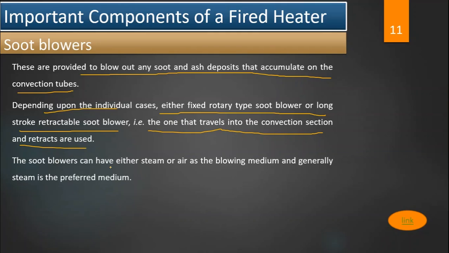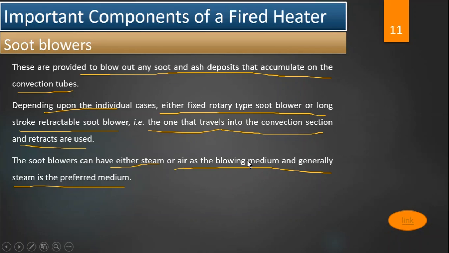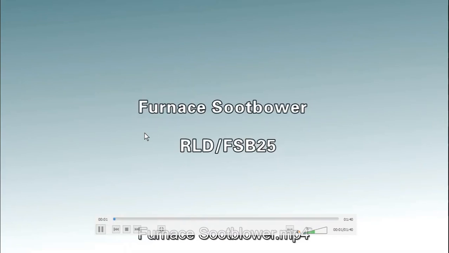The soot blower can have either steam or air as a blowing medium, and generally steam is the preferred medium. Why do we need steam? There are advantages of steam. Now let us look at one video where the soot blowers are used for cleaning of the soot.